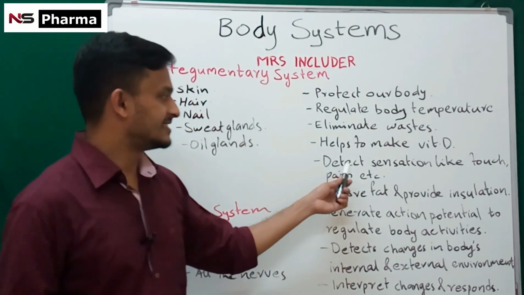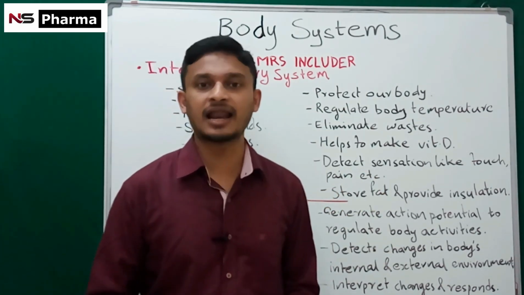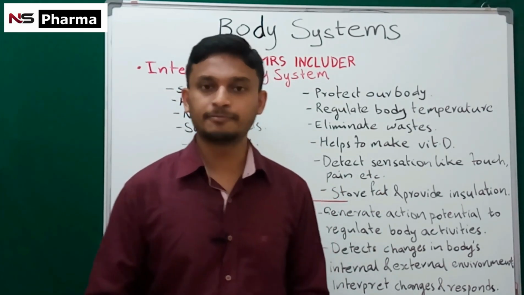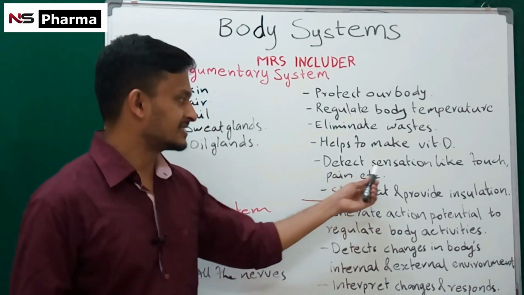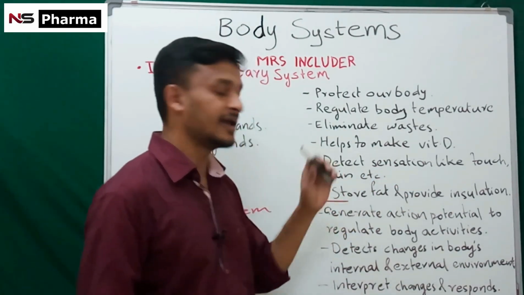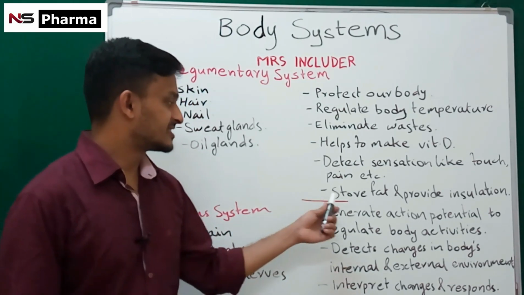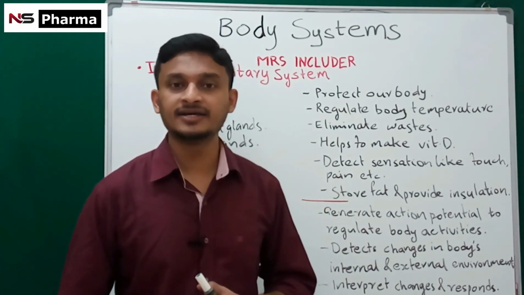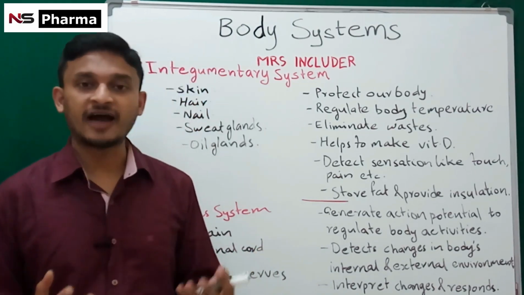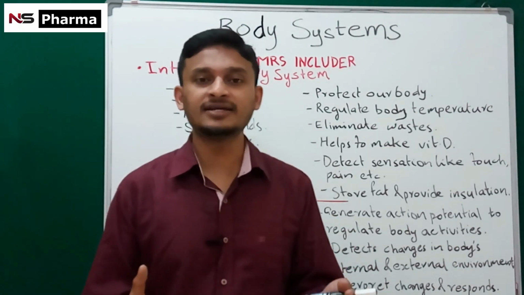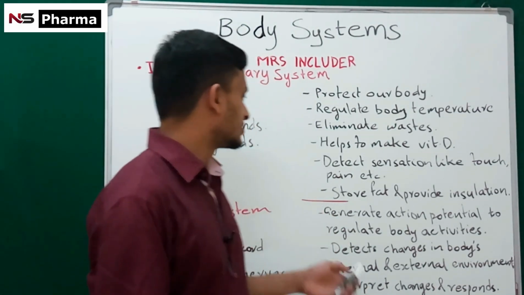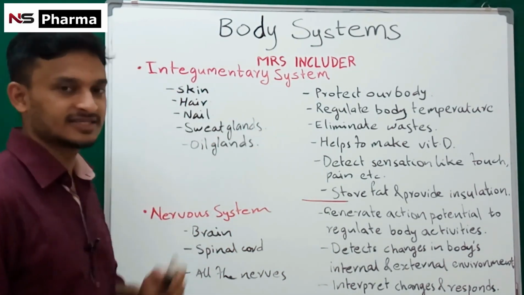Next one, it detects sensations like touch and pain, etc. Another function of the integumentary system is, it stores fat and provides insulation. It stores fat under the skin and it will provide insulation. Okay. So these are the different functions of the integumentary system.